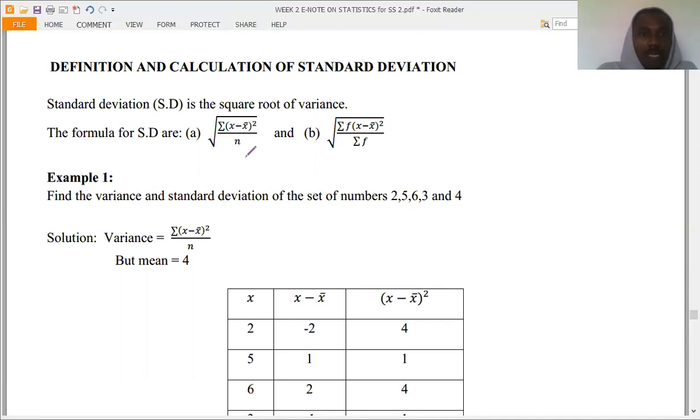The first formula, A, is the formula to calculate the standard deviation of a small data set, while this one is to calculate the standard deviation of a data set with frequencies, or grouped data set.